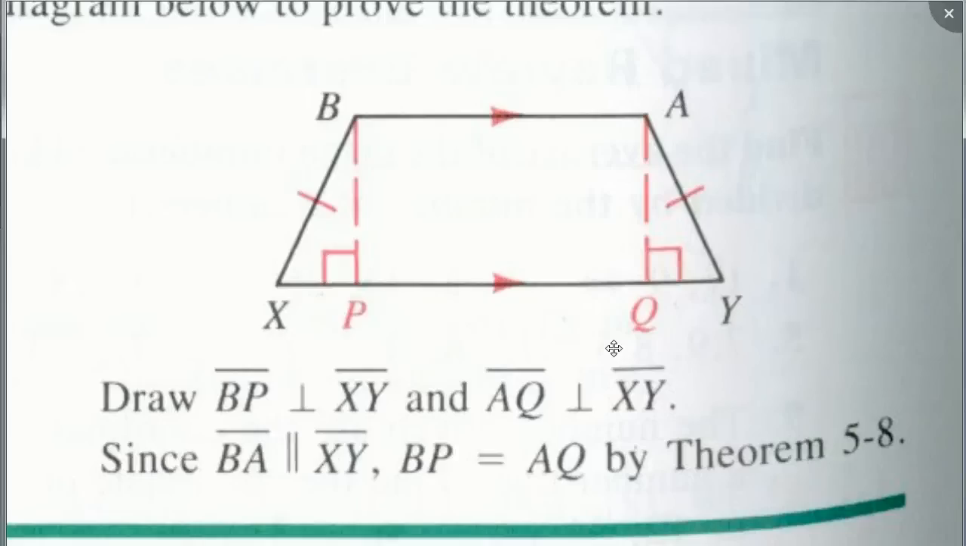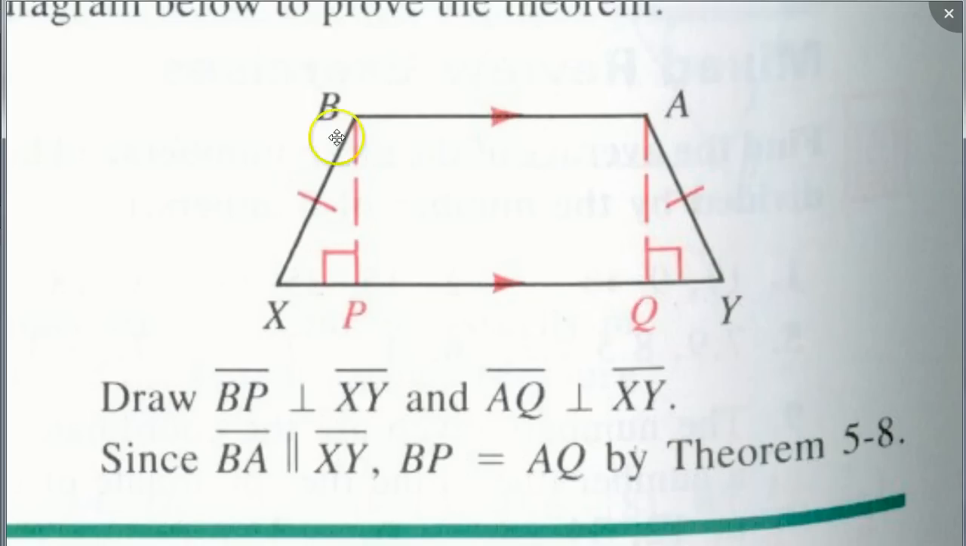There's a theorem that says if two lines are perpendicular to the same line, then what do you know? They're parallel. So we know that you have a parallelogram, right? We don't actually need a rectangle, do we? If you have a parallelogram, what do you know about BP and AQ? Josh? Opposite sides of a parallelogram are congruent.